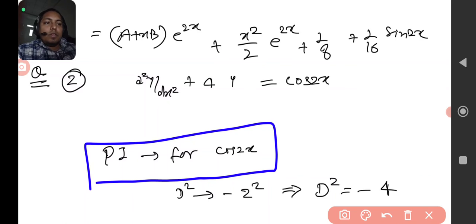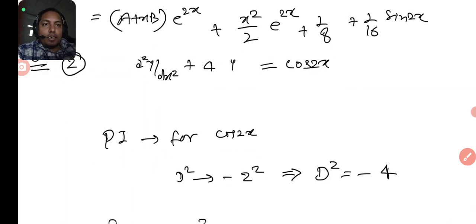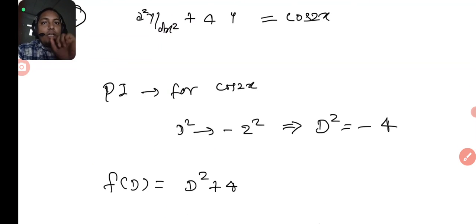Okay, so now understand. First you identify what is your a value. Always in trigonometry, when you have trigonometry on the right side, you should convert that into sine ax or cos ax. There you have the a value sitting. The coefficient of x is your a value, so square that value. Right now the coefficient of x is 2, square that, it will become 4. So d square you will replace with minus 4.